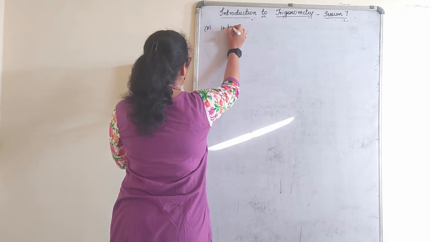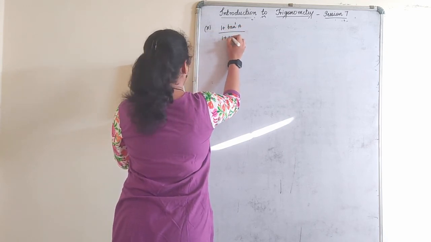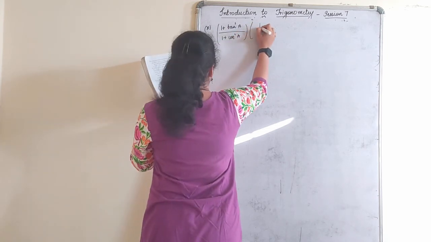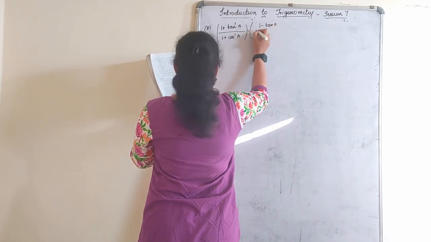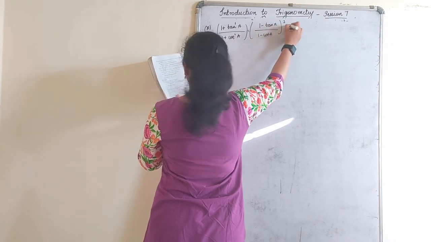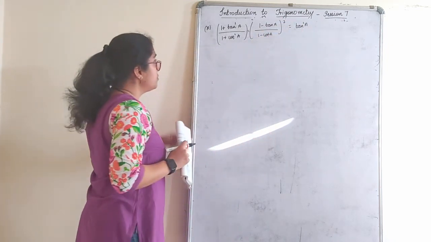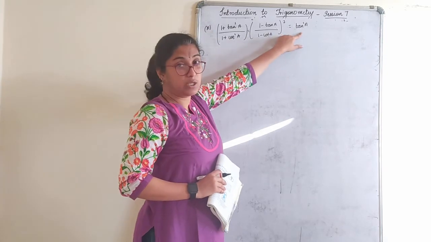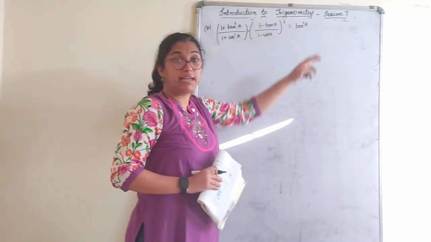The last one, 1 plus tan square A upon cot square A is equal to 1 minus tan A upon 1 minus cot A whole square is equal to tan square A. This is what you know. You solve this sum for this part, you get tan square A. You solve the second part, you get tan square A. That is it.